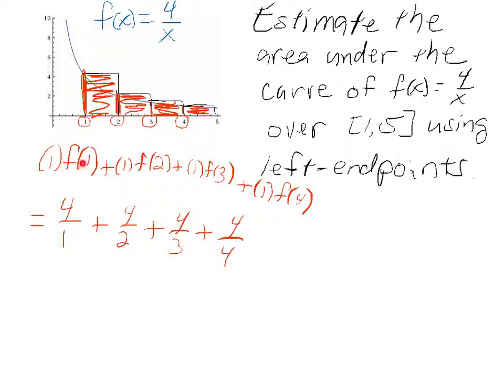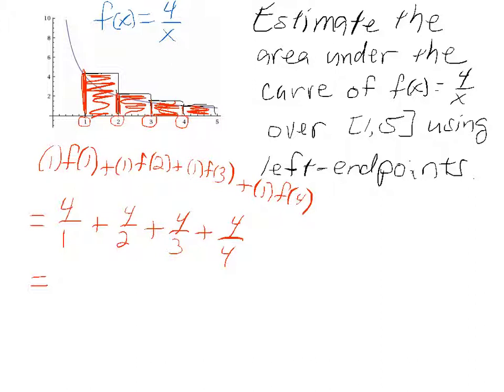That is because f of 1 is simply 4 over 1. That comes from this function here. F of 2 is simply 4 over 2. F of 3 is 4 over 3, and that's 4 over 3 here. And f of 4 is 4 over 4. Once again, multiplying by 1 just gives me back 4 over 1, 4 over 2, 4 over 3, and 4 over 4. All right, let's now simplify this expression.